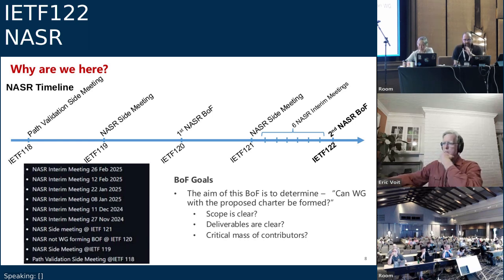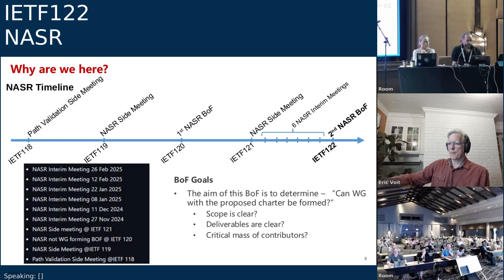Okay. So why are we here today? This is actually the achievement of more than 1 year of work. Everything started in IETF 118 with a side meeting on path validation. This was back in Prague. Then there was another side meeting with the acronym NASR, which at that time stood for secure routing, in 119, and which led to a first BOF.